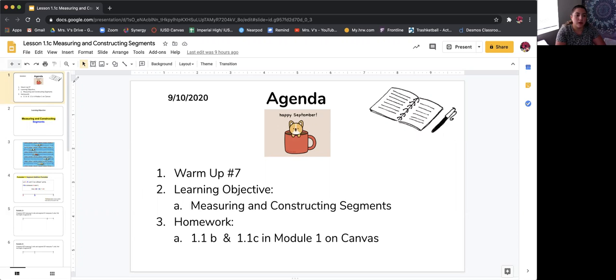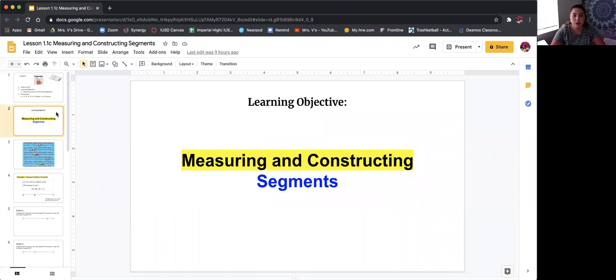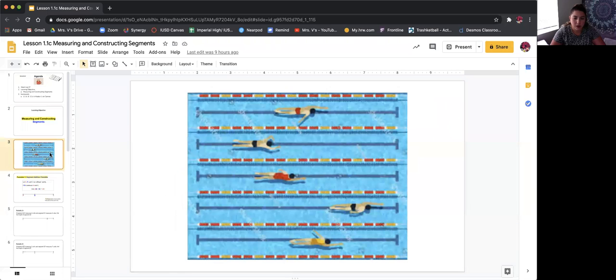So if you go over today's lesson, the learning objective is measuring and constructing segments. I gave you guys an example last time, and this example was the pool. It was pertaining to a swimmer, and the swimmer swims from one side of the pool and travels all the way through the pool to get to the opposite side. So it travels throughout the pool to travel a certain distance.